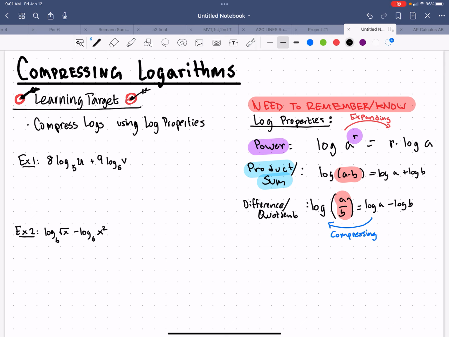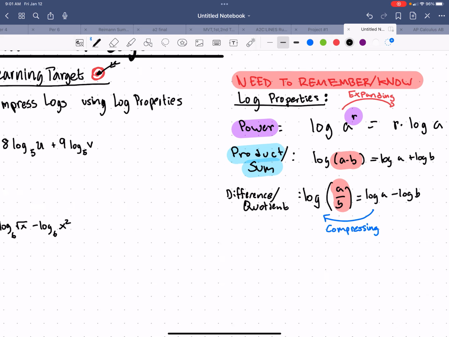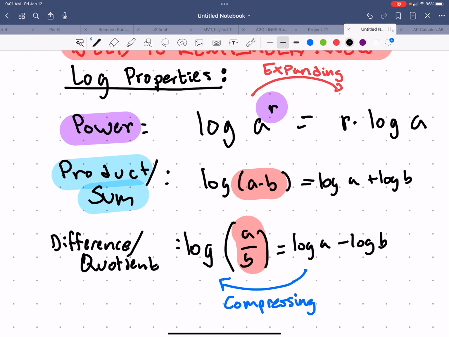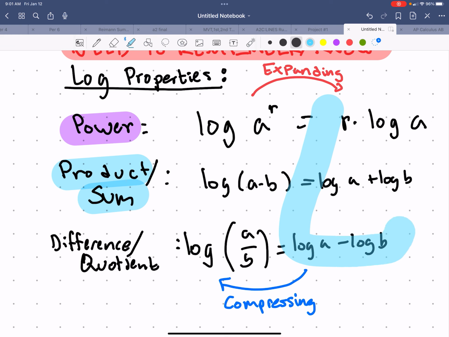All right, so if you watched the previous video, you'll kind of know these rules. But just to remind you guys, these are the rules you need to know. The power rule. So when it comes to compressing logs, you're gonna get the logs on this side. And whenever you see that you're being multiplied a number times a log, you can bring it to the top, and that's what the power rule is.